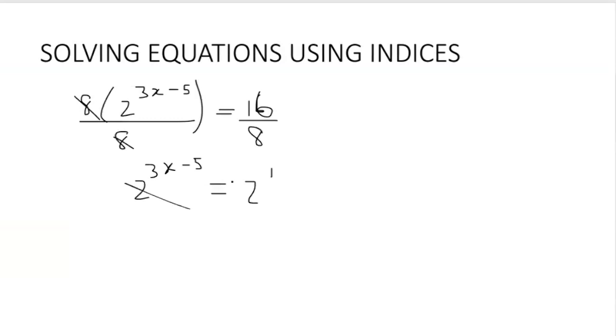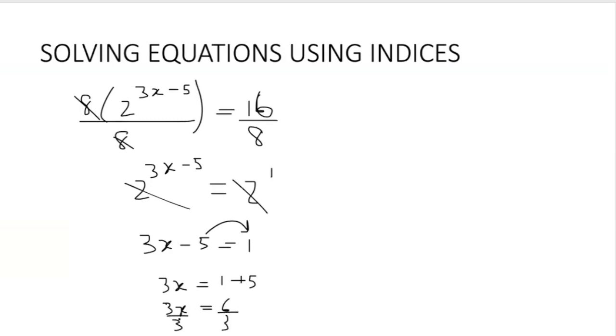And then I drop the base and equate the powers to be equal. So I have 3x minus 5 equal 1. Carrying this over, so I have 3x equal 1 plus 5. So 3x is equal to 6. Then I divide both sides by 3. This cancels. 3 into 6 goes 2 times, so x is equal to 2.